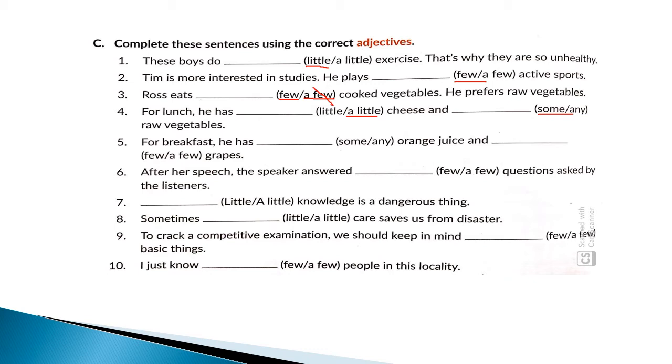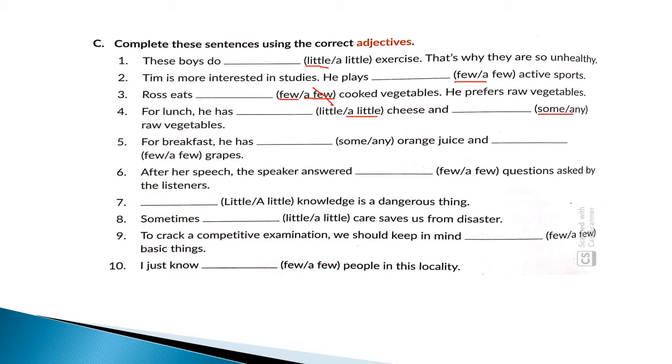Similarly, Ross eats few cooked vegetables. Few cooked vegetables. He prefers raw vegetables. That means he does not eat cooked vegetables. For lunch, he has a little cheese and some raw vegetables. Rest of these you will do on your own.